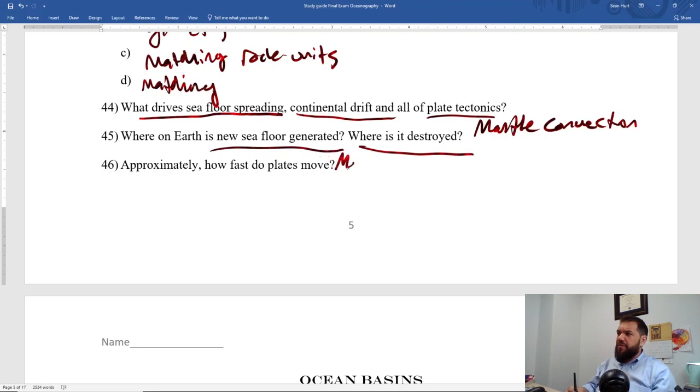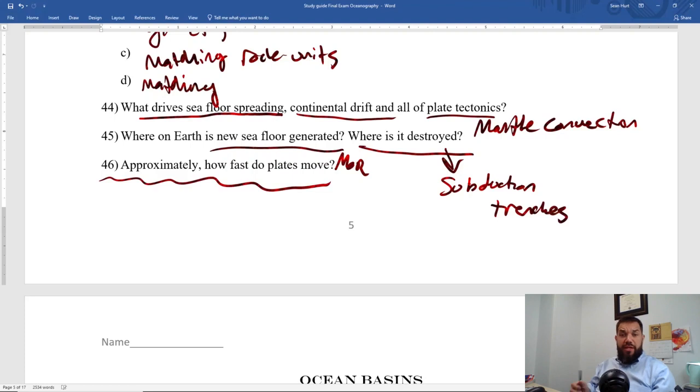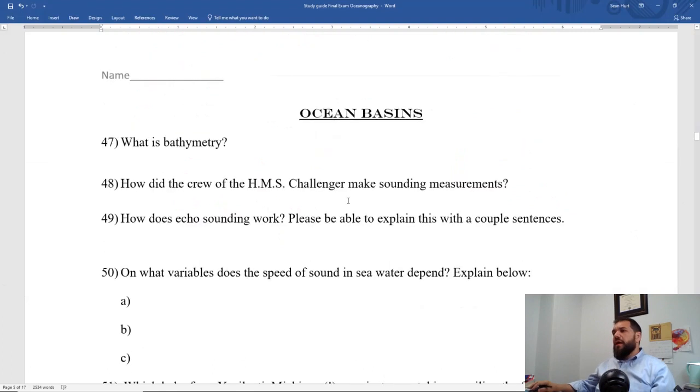Seafloor is generated at mid-ocean ridges. We talk about those a lot in this class. It's destroyed at subduction zones. The trenches, okay? Trenches. Now, approximately how fast do plates move? They move anywhere between 1 to 10, I don't know why I wrote a 9 there, 1 to 10 centimeters per year. All right. Now, going on to ocean basins.